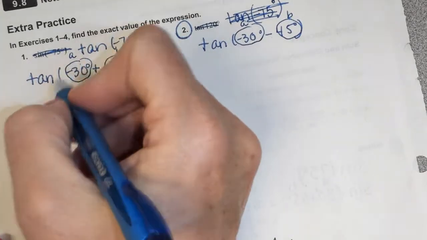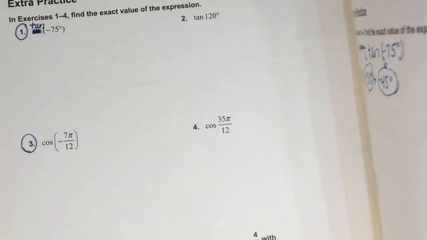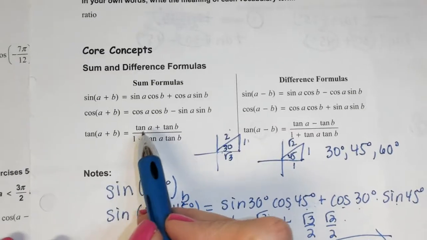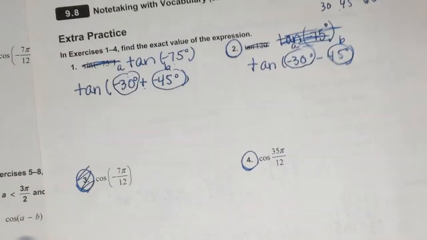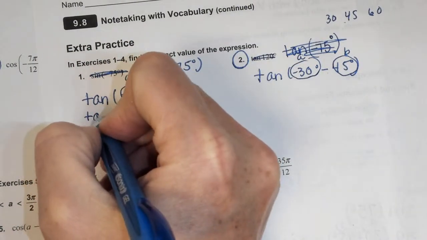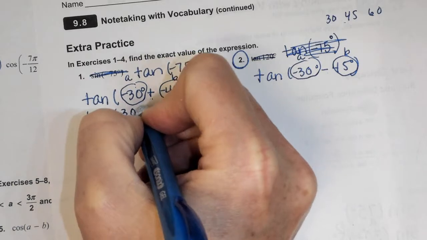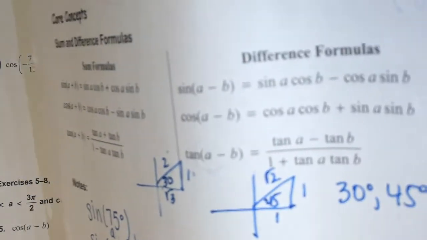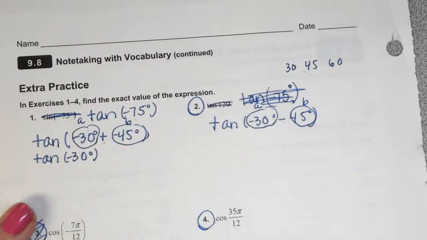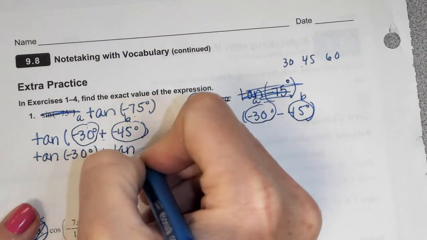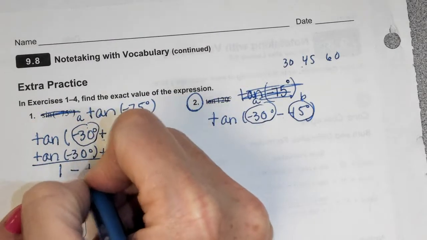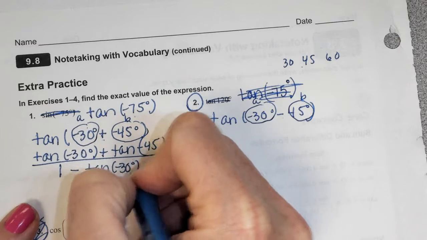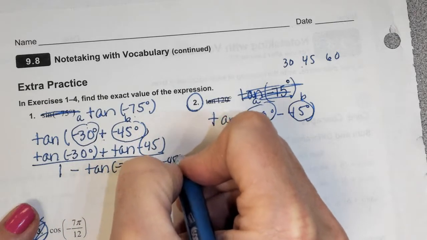So to do this, I'm doing the sum. So the sum right here is tan A plus tan B over 1 minus tan A times tan B. So I'm doing the tangent of negative 30, and then it's always plus the tangent of negative 45, and then on the bottom it's 1 minus the tangent of negative 30 and the tangent of negative 45.